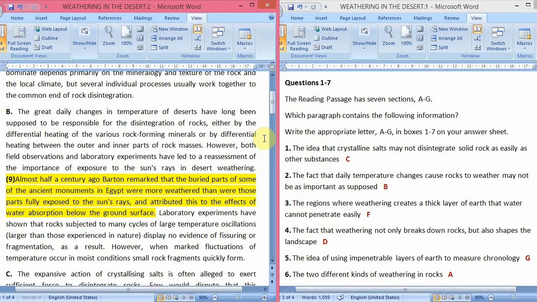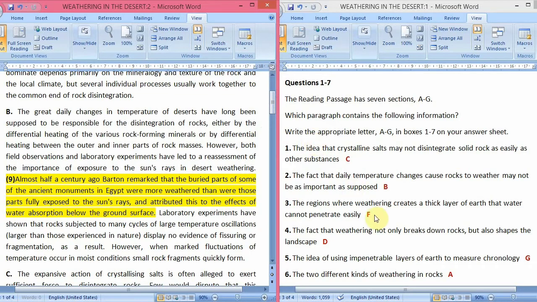So it means that daily temperature changes do not affect much as it is supposed, and they attributed this to the effects of water absorption below the ground surface. So this is how the B paragraph came as the answer of the second question, because it states that the fact that daily temperature changes cause rocks to weather may not be as important as supposed.